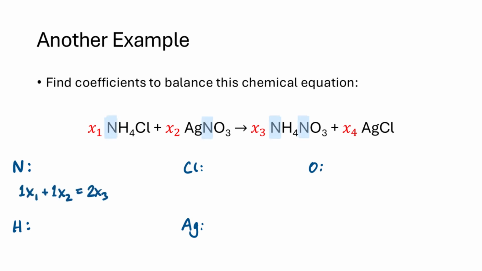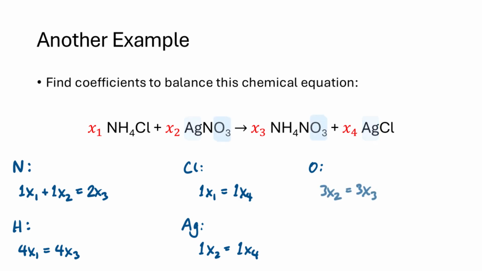So for N, our equation is 1x1 plus 1x2 equals 2x3. Notice that in the compound on the right, the N appears twice, so we've got 2 N's in that compound. For H, our equation is 4x1 equals 4x3. For Cl, the equation is 1x1 equals 1x4. For Ag, it's 1x2 equals 1x4. And for O, it's 3x2 equals 3x3.